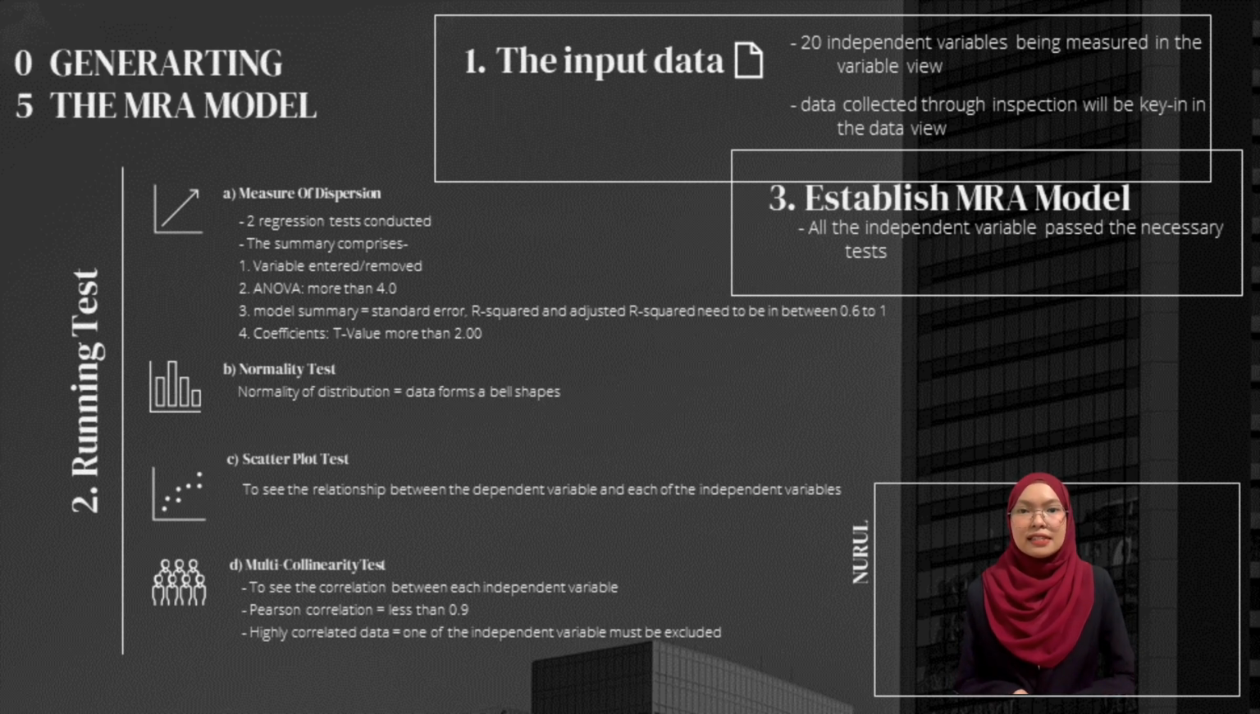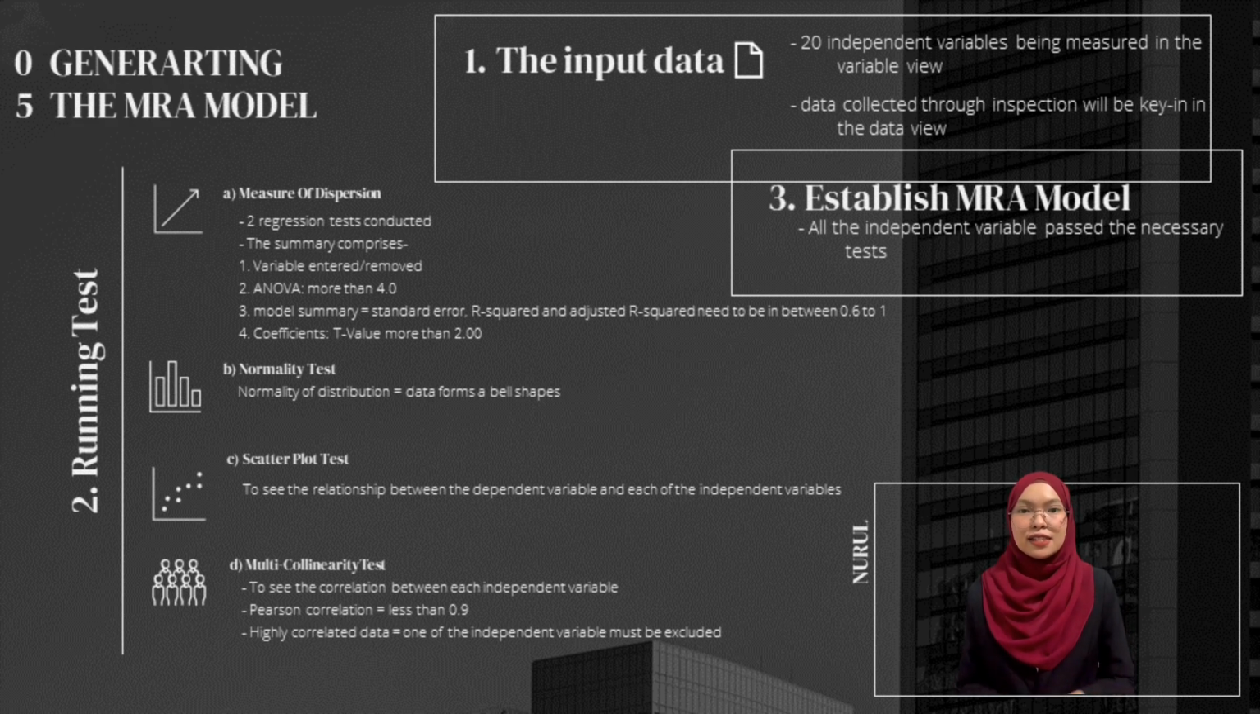The third test is the scatter plot test. It is conducted to see whether a relationship, either positive or negative, exists between the dependent variable and each of the independent variables. The one that has a positive relationship will be selected, as it is significant to be included in the MRA model.